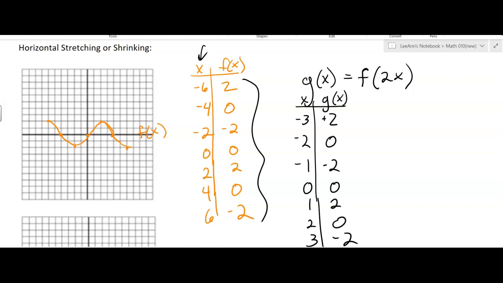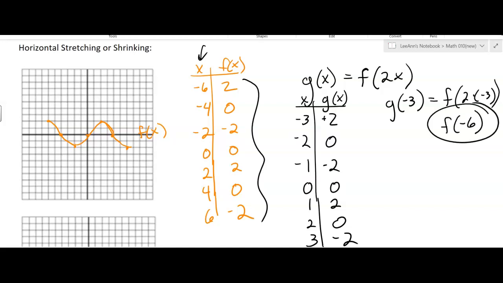Okay? Now, why are we dividing it by 2? Because watch what happens. If I want to find g of -3, then I'm going to have f of 2 times -3, which is f of -6. But I know f of -6, which comes from right here. I know the output is 2. So that's how I'm getting this ordered pair. Okay? So you can do that for each one of them.